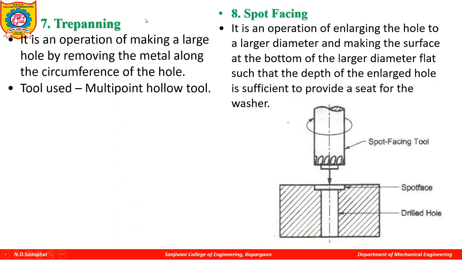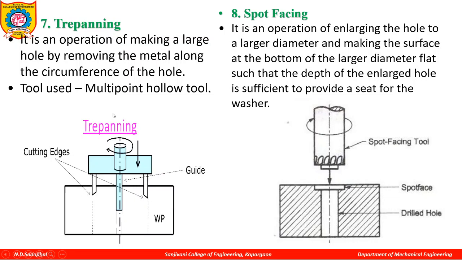Now the next operation is trepanning. So what is the trepanning operation? When you want to produce a large diameter hole, then a trepanning operation is used. Generally the size of a drill is very small, so if you want to produce a large diameter hole, a tool or drill of that size is not available, and then you can go for trepanning operation. Trepanning is the operation of making a large diameter hole by removing metal from the circumference of the hole. The tool used is also called a multi-point hollow tool.